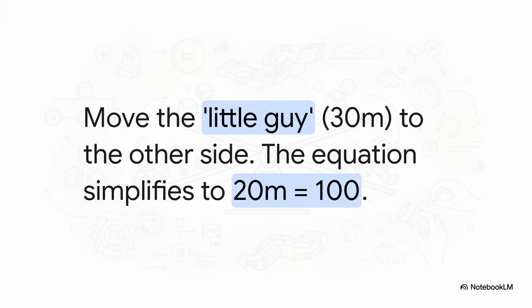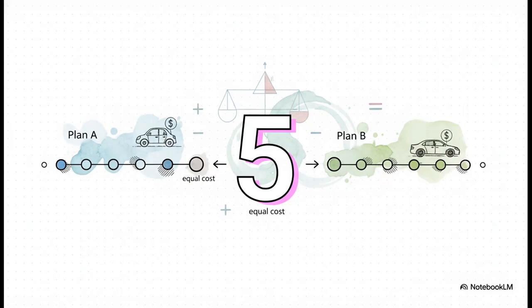Let's use our rule. The little guy is 30M. We subtract that from both sides. On the right, it cancels out, leaving just 100. On the left, 50M minus 30M simplifies to 20M. Our new clean equation is 20M equals 100. One final step. Divide 100 by 20, and we get 5.